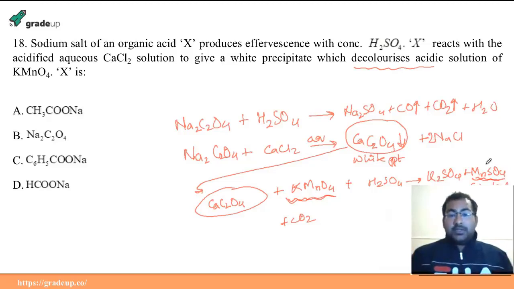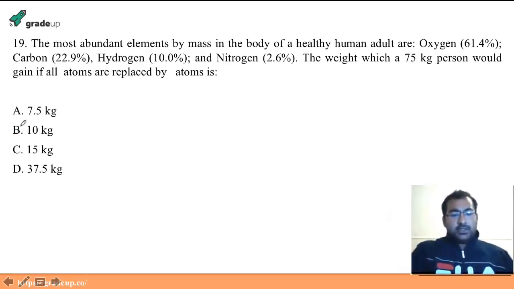The other options will fail at certain points, but you need to know these reactions from your qualitative analysis concepts. So this was the 18th question, and the correct answer is option B, Na2C2O4. Now the 19th question. First let me tell you about this question. It looks like a big question, as if you need to do a lot of calculation, but nothing is required at all. It's a very simple question.